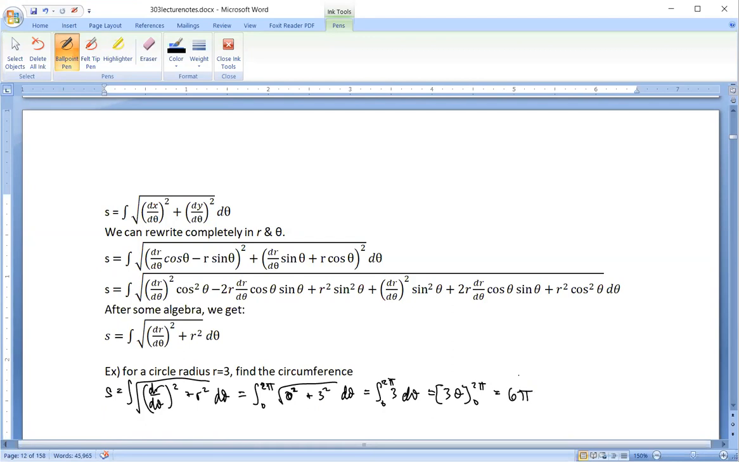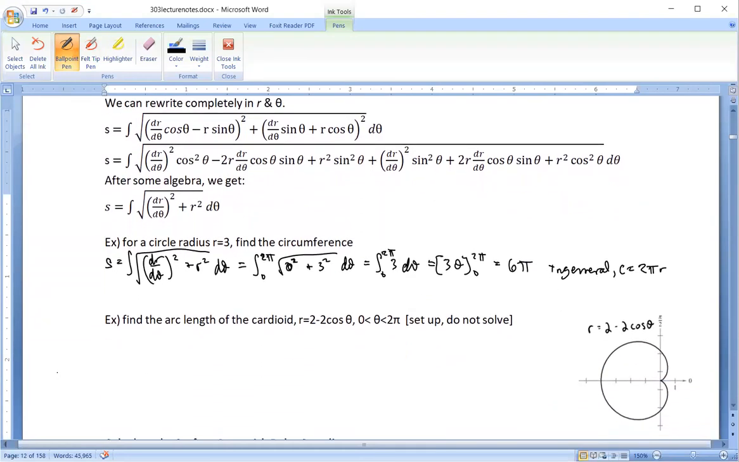And that's just 6 pi. Also notice that this tells us the general formula for the circumference. We've actually proved it. If instead of 3, we write r for the radius, the circumference is going to be the radius times 2 pi, or 2 pi times the radius, so 2 pi r. And there you go. Okay.